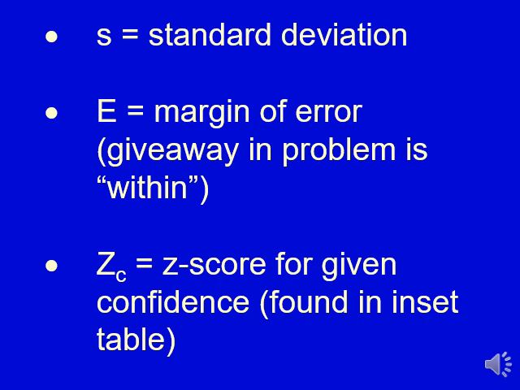If you're looking at a problem, typically the dead giveaway for that is the word within. It'll say we need to estimate this within a certain amount. The other variable that comes up in that problem is ZC. And for this, you need to go back and find the Z table that we were using in the last chapter. If you look on the side of the table that I called the big table, down at the bottom, there's a little inset that gives you these ZC values that go for different levels of confidence.